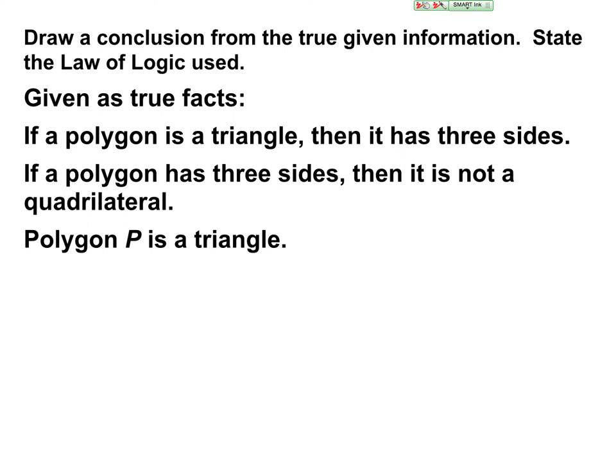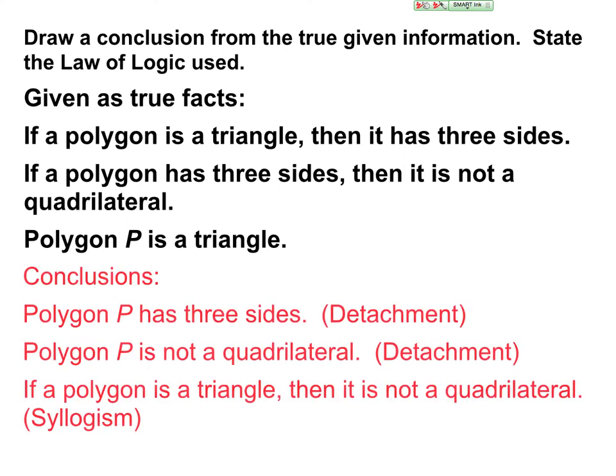You simplify things so quicker, and you got in more depth. Let's see, like a polygon P. Okay, conclusion. Let's see, the bottom one's probably the one you came up with. If a polygon is a triangle, then it is not a quadrilateral. You got that one? Okay, that's the one that's done by syllogism.